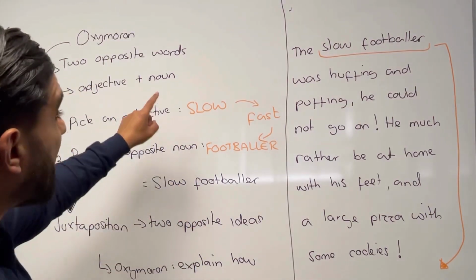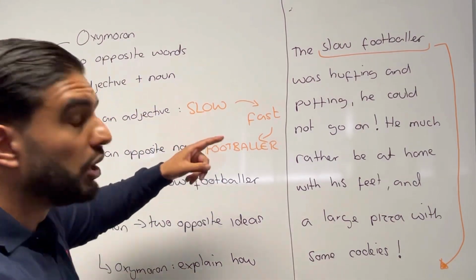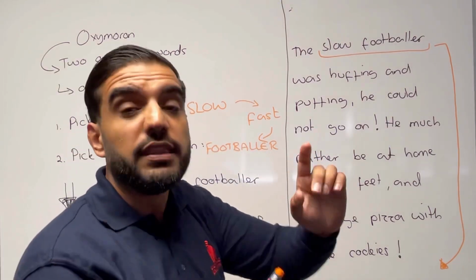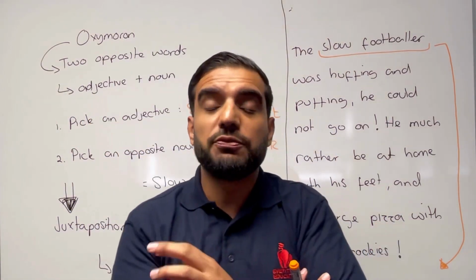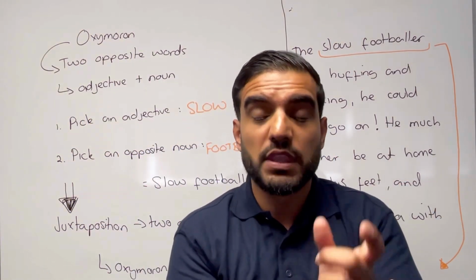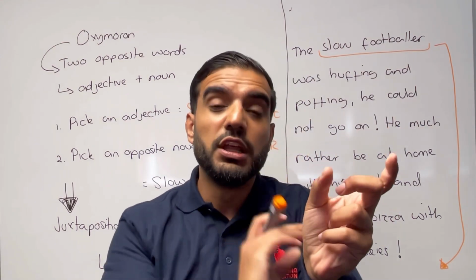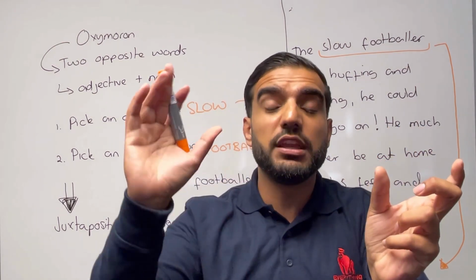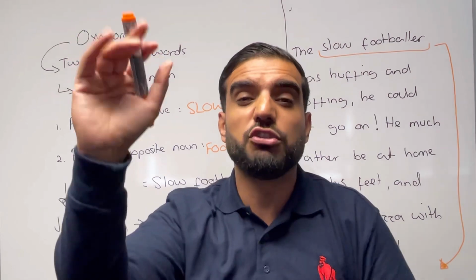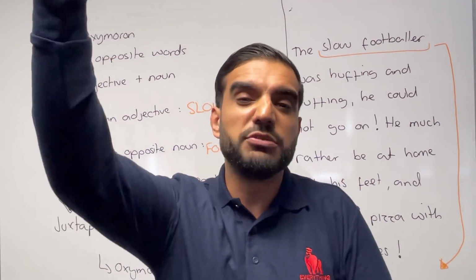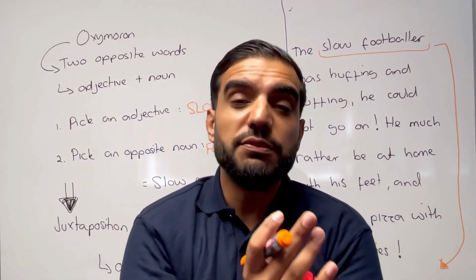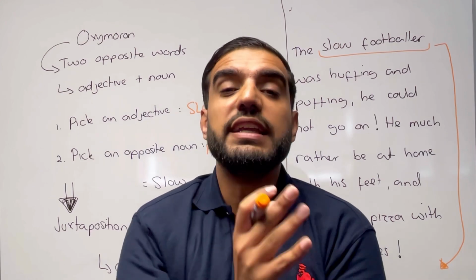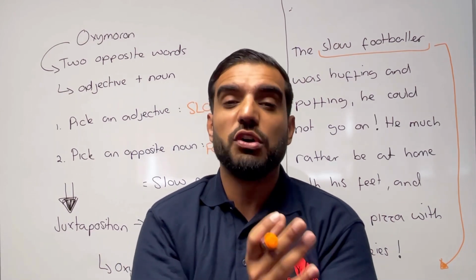You explain how the footballer is slow. You explain how the ant is massive. For example, if I said the small giant is an oxymoron. The small giant was tiptoeing, trying to reach the jam jar on the top shelf. He was stretching his arms and wriggling his fingers, but even though he was standing on a chair, he still could not get the jam jar off the shelf.